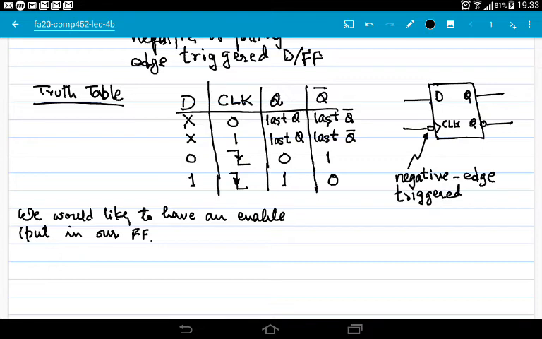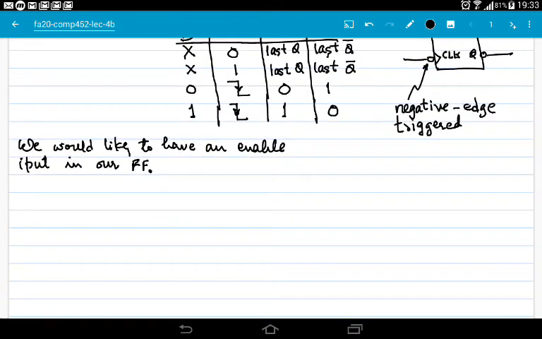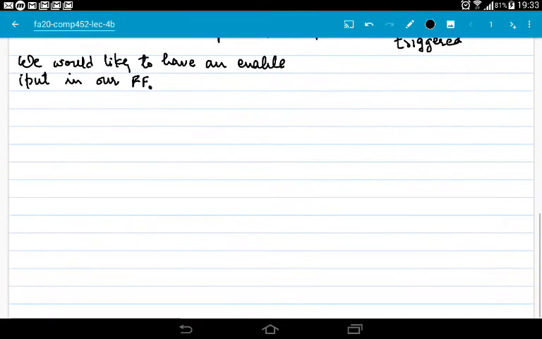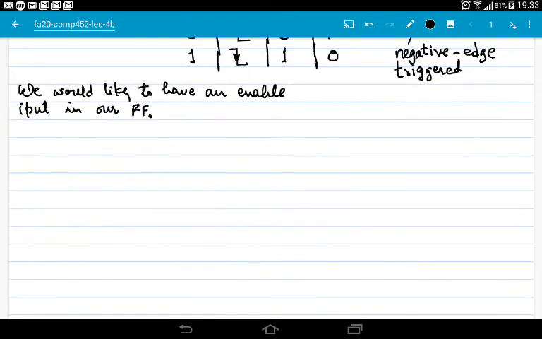Okay, so let's draw the circuit of that flip-flop. Actually, it turns out it's not very difficult, it's quite easy. So let's see. In this particular case, we only need one latch, one D latch with control input. So this is control input, this is D input, this is Q output, and this is inverted Q output. Okay.